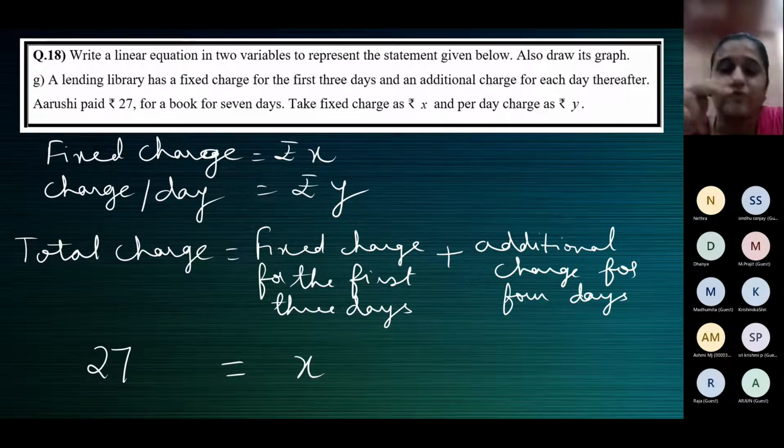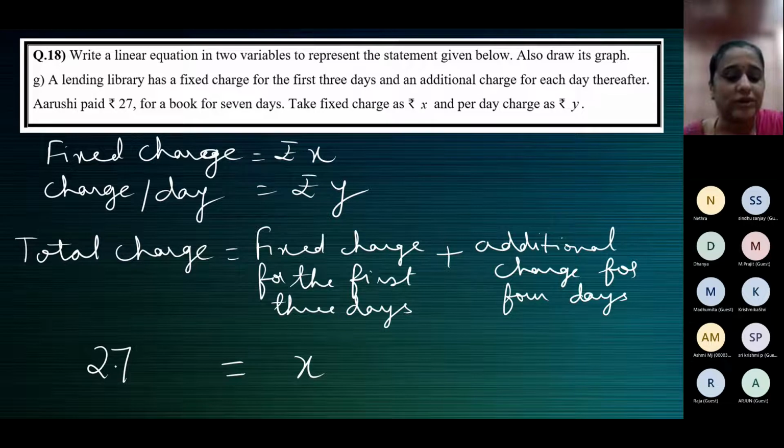Now, if you have the book for 4 days, then you have to pay 25 rupees for the first 3 days, which is the fixed charge. And for that 1 extra day, the additional fare will be applicable. So that's how you understand the situation. That's how it is in a library also.